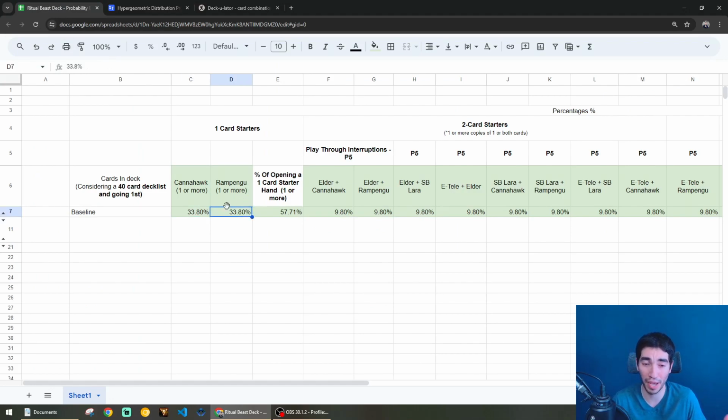You will notice here there are certain things I calculated, like for example, we have the same number for Rampengo, because if we play a place of Rampengo and a place of Cannahawk, they're gonna yield the same results. And we have this in here, that is the percentage of opening one of the two cards, and this is 57%.